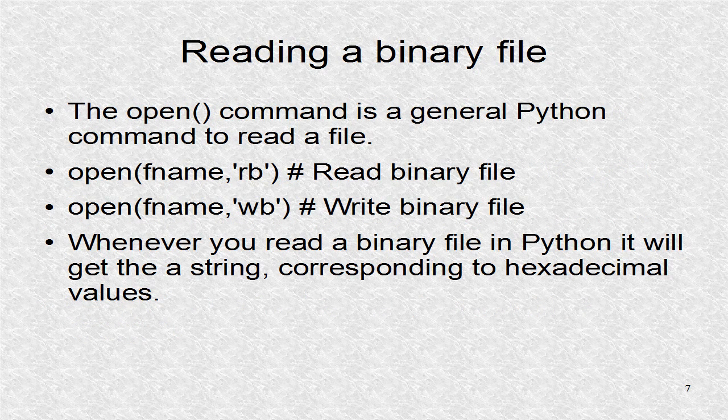7. To read a file in Python, we have to use the open command. The open command needs 2 arguments. One is the file name, and the other is the mode. The 2 modes for WAV files are rb and wb, for reading and writing binary files. Whenever you read a byte in Python, a string is returned from \x00 to \xff.